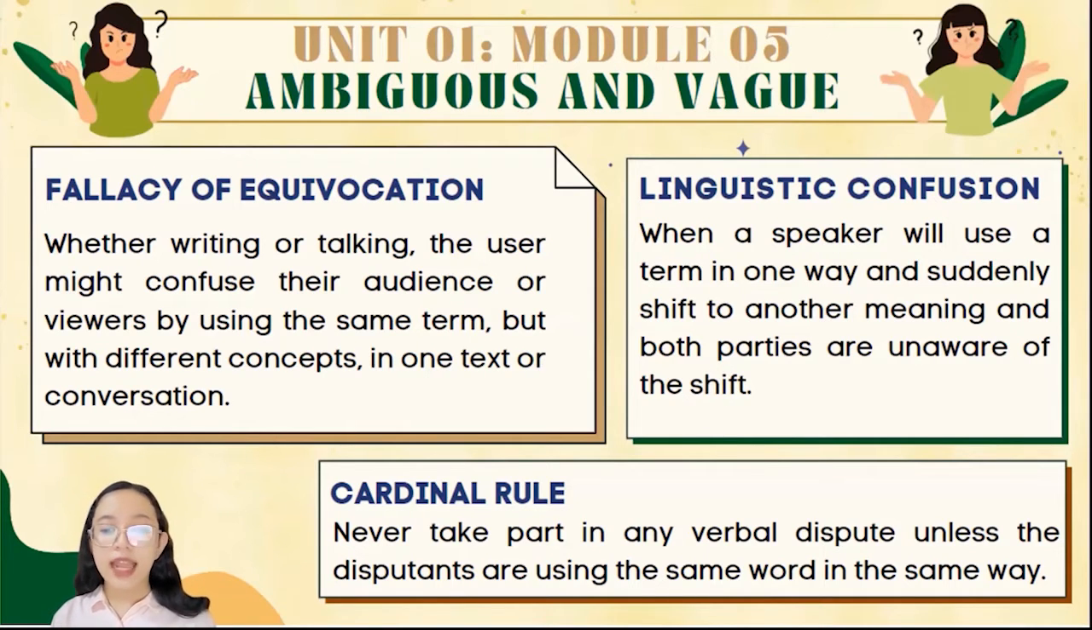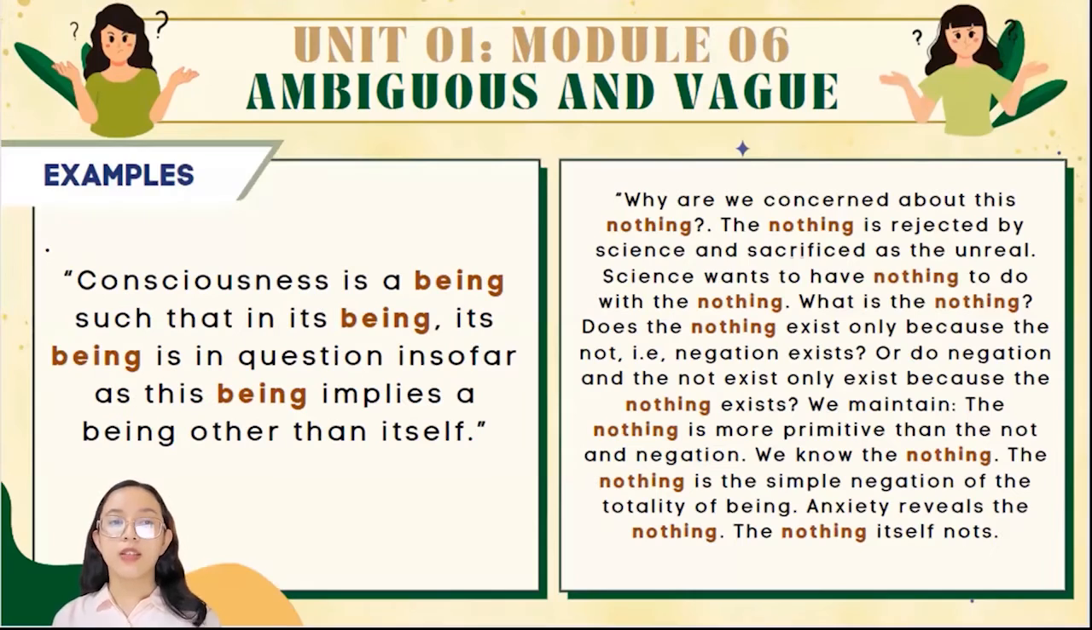We can solve them by applying the cardinal rule. Never take part in any verbal dispute unless the disputants are using the same word in the same way. So for this one, we have two examples. So for the first one, it is a quote from Jean-Paul Sartre. Consciousness is a being such that in its being is in question insofar as the being implies a being other than itself. So we can note from here that in this one sentence alone, the word being is used in different language games and it has caused us quite a confusion.